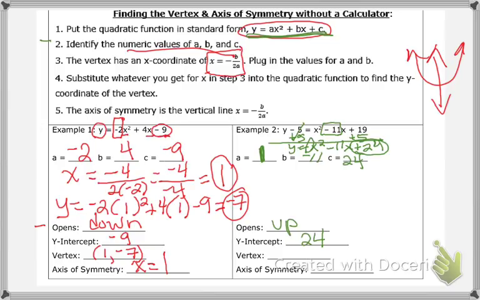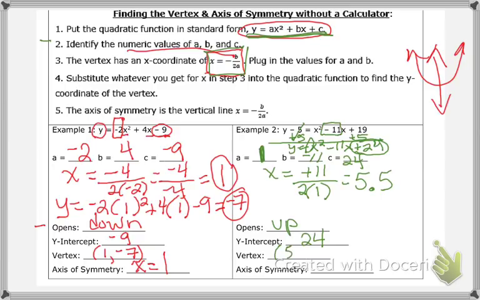So now I can find my vertex. I have x equals negative, and then I look for my b, so the opposite of -11 is +11, over 2 times a, which is 1. So I have 11 divided by 2, so I'm going to use the decimal 5.5, and that's okay.